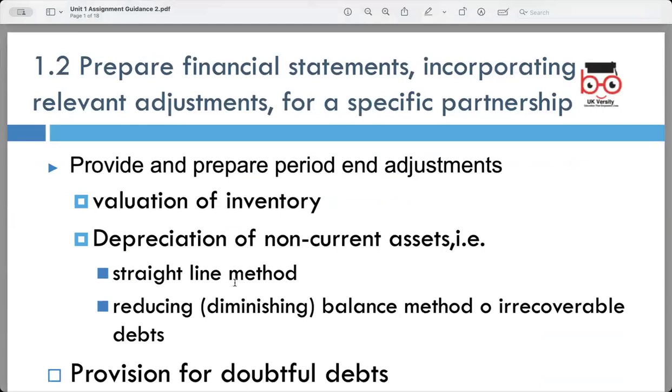Prepare financial statements incorporating relevant adjustments of a specific partnership. Valuation of inventory, ensuring that inventory is valued accurately at the end of the period. Depreciation of non-current assets using methods like the straight line method and the reducing balance method to allocate the cost of assets over their useful lives.